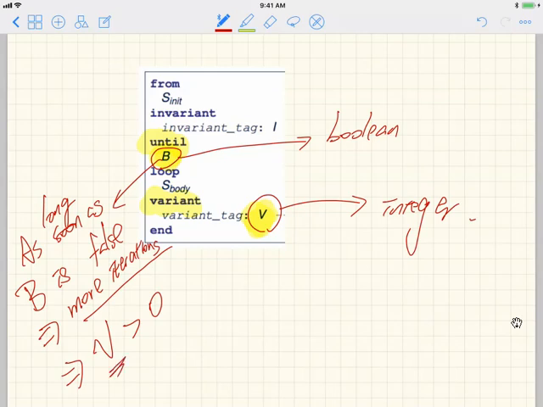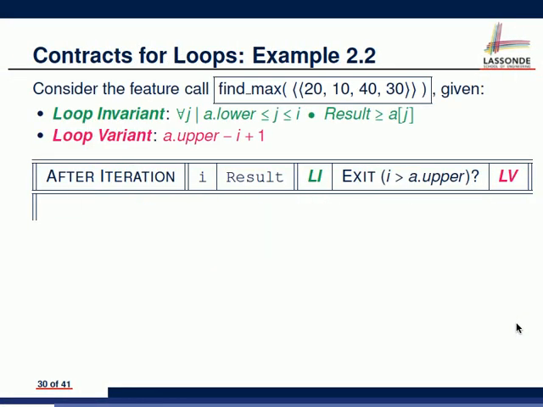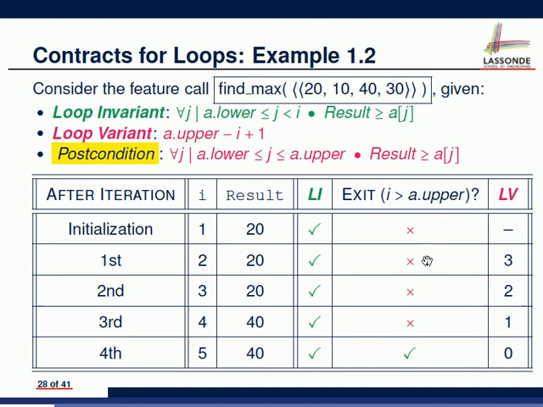Now if you look at the previous example there, you'll see that over here. Let's try to see these two columns, exit over here and also loop variant. You can see that as long as the exit condition is not true, that means we don't have to exit just yet. In that case, the loop variant is always positive. Now, as soon as the exit condition becomes true, that means now it's time to exit. Now the loop variant must be 0. So that's the correlation.